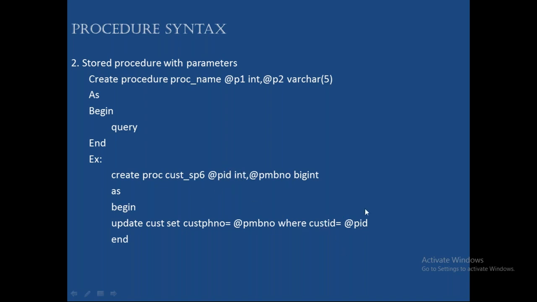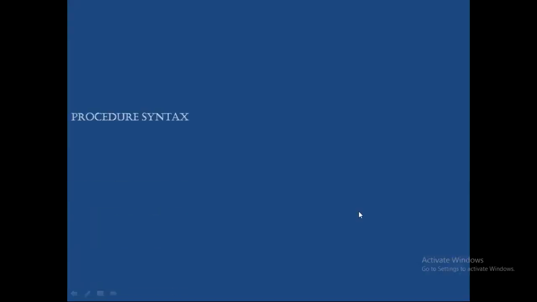Okay, see here, where customer ID equals this, wherever this condition is matching, only that record will be modified, that record will be updated with this phone number. See, update customer table, change the customer phone number column with this new number which I'm providing, but don't change this modification for all the records. Check the condition, whatever records are matching this condition, in those records only we need to modify this. Sorry, next procedure syntax.